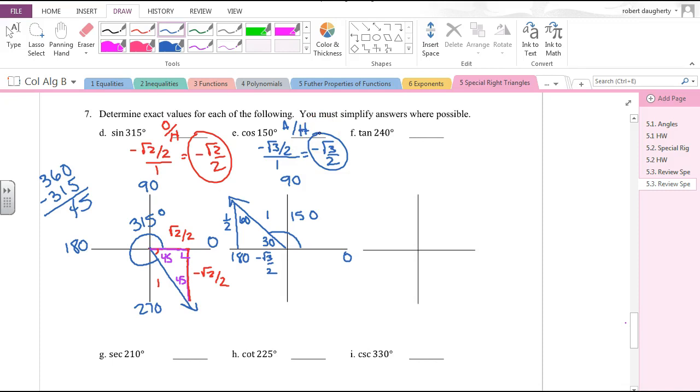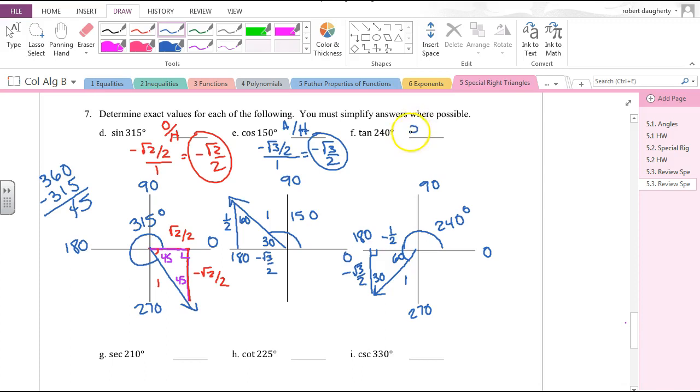Tangent of 240. So draw the angle. So that angle is 180, and then how much further to get there? I have to go 60 more, okay? So this is my 240 degree angle, but the central angle that it makes is a 60 degree angle because 180 plus 60 is 240. And when I look at this right triangle, that has to be 30. So this is 1. Opposite 30 is the 1/2, so that's a negative 1/2. And this is negative square root of 3 over 2.